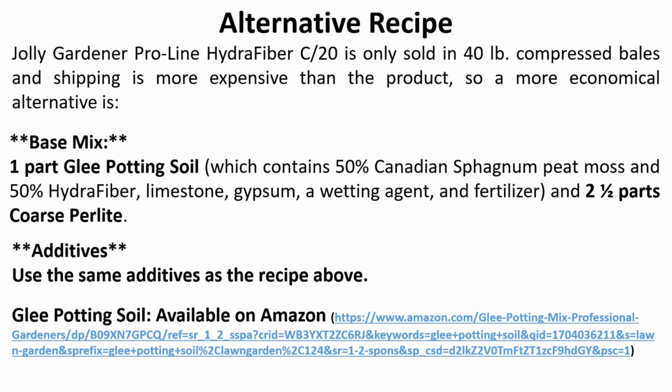Alternative recipe. Jolly Gardener Proline HydraFiber CE/20 is only sold in 40 pound compressed bales, and shipping is more expensive than the product, so a more economical alternative is: Base mix. 1 part Glee potting soil, which contains 50% Canadian sphagnum peat moss and 50% HydraFiber, limestone, gypsum, a wetting agent, and fertilizer, and 2.5 parts coarse perlite.